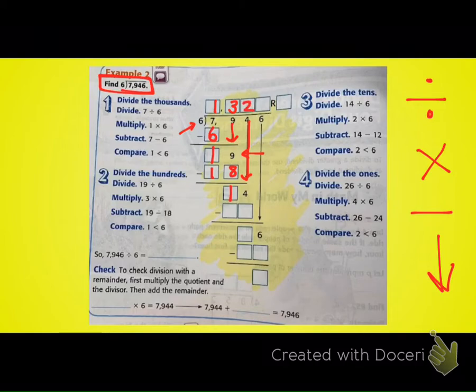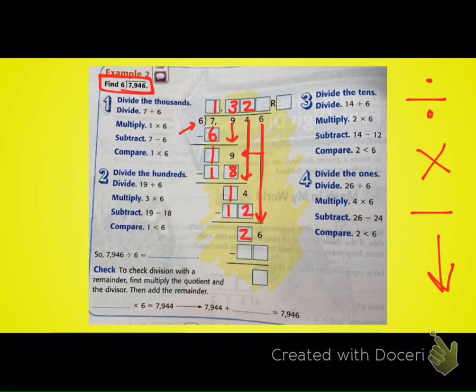Good job. Now we multiply. 2 times 6 is 12. Let's subtract 14 minus 12. What is it? 2. Are we done? No, we're not done because we still have another digit, don't we? All right, so let's bring that 6 down and make that 26. Now, how many times does 6 go into 26?